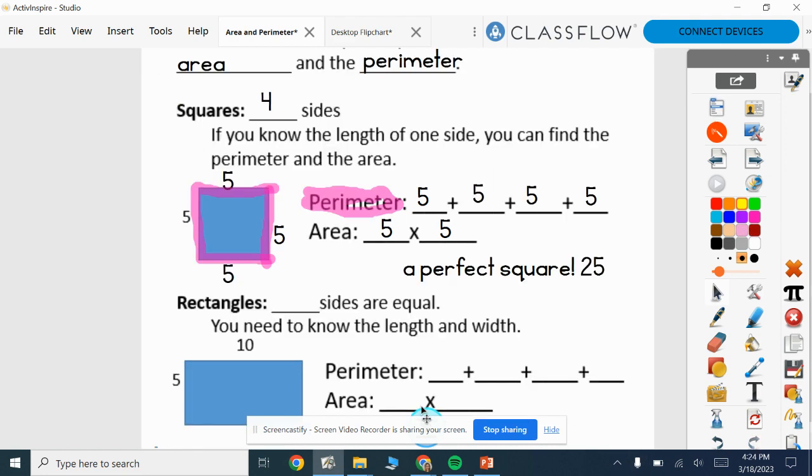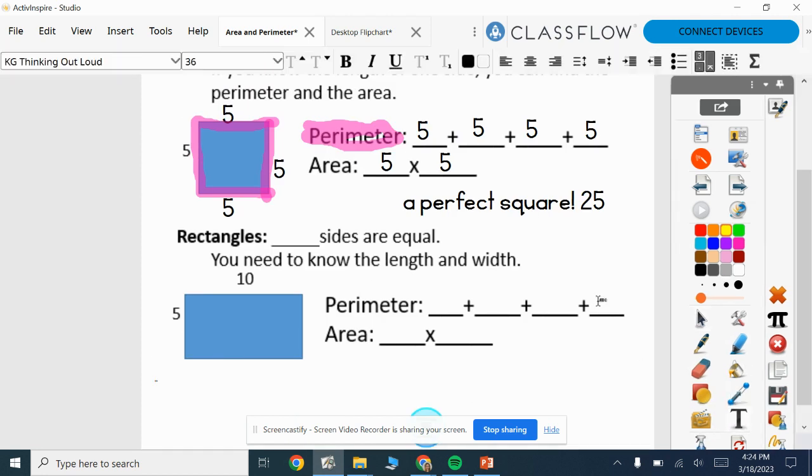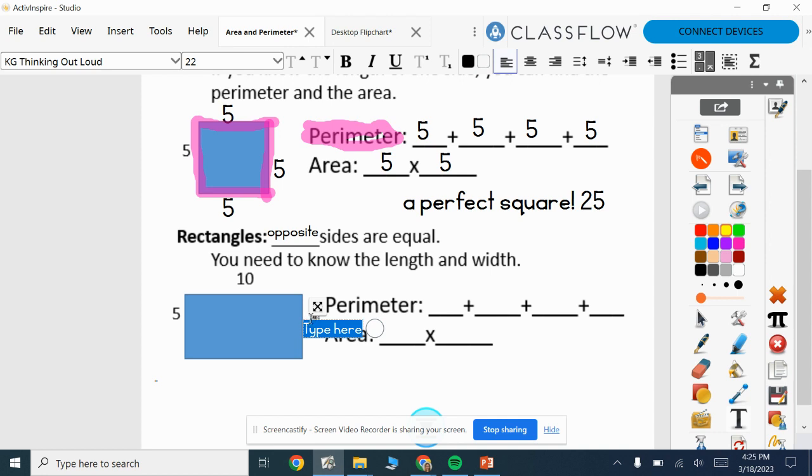All right. To find the area and perimeter of rectangles, opposite sides are equal. Make that a little smaller to fit. Ta-da. Opposite sides are equal. So if I know that this side is 5, I also know that this side is 5. And I know that this side is 10 because opposite sides are going to be equal. And you just need to know the length and the width.